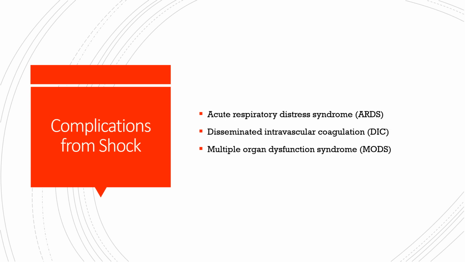Complications of shock include acute respiratory distress syndrome, disseminated intravascular coagulation, and multiple organ dysfunction syndrome. To understand what disseminated intravascular coagulation means, you want to define each of the words. Disseminated means scattered or widespread. Intravascular means intra, which is inside, vascular, which is a vessel, and coagulation, which is clotting. So when you put them all together, DIC is a scattered, widespread clotting which is inside the vessel. So that's what that means.